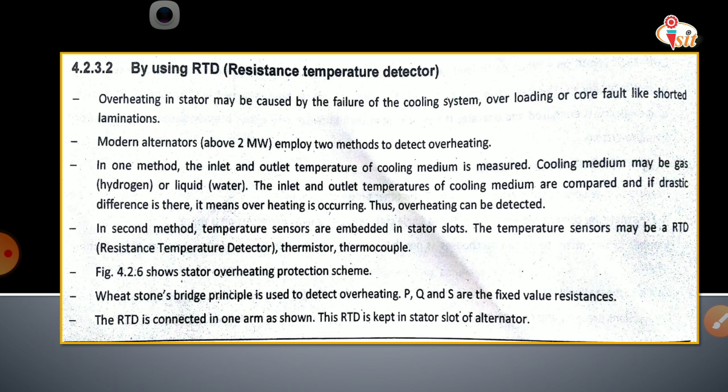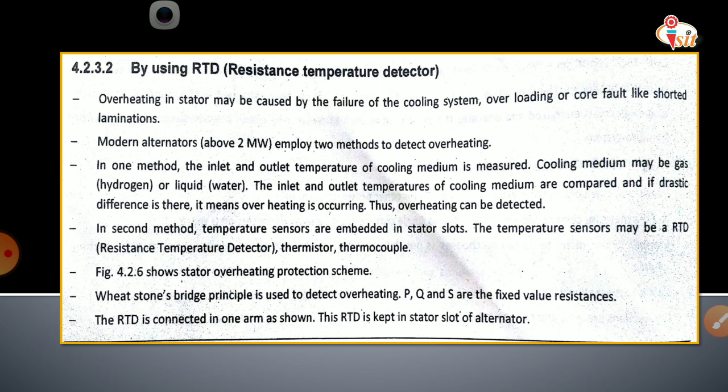Now we see this is the first method, that is by measuring the inlet and outlet temperature of the system. Now the second method: temperature sensors are embedded in the stator slots, and the temperature sensors may be an RTD, that is a resistance temperature detector, a thermistor, or a thermocouple. So these are the devices used to measure the temperature, that is the RTD, thermistor, and the thermocouple.